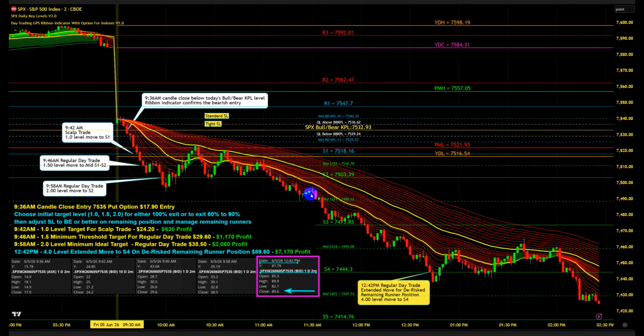For example, while today's trade reached the ideal 2-level target at the S2 level by 9:58 a.m., the bearish move ultimately extended 2 additional key levels to the S4 level by the close of the 12:42 p.m. candle. At that point, the 75.35 strike put option was at $89.60 on the bid. That represents a profit of $7,170 per option contract on any remaining de-risked runner position held beyond the initial target objectives. Those advanced trade management techniques are covered in detail in the videos linked in the description below.